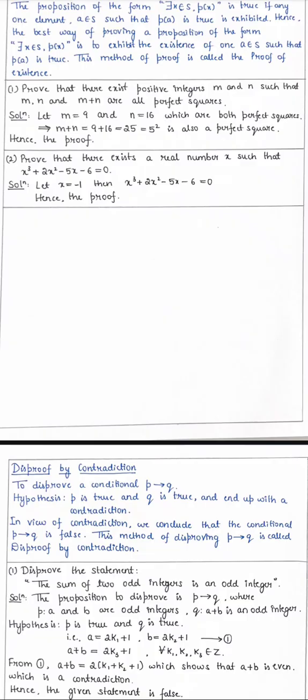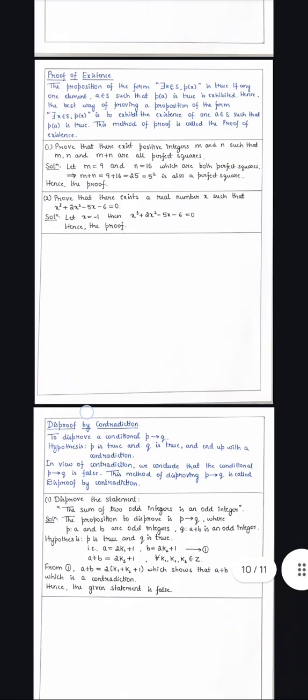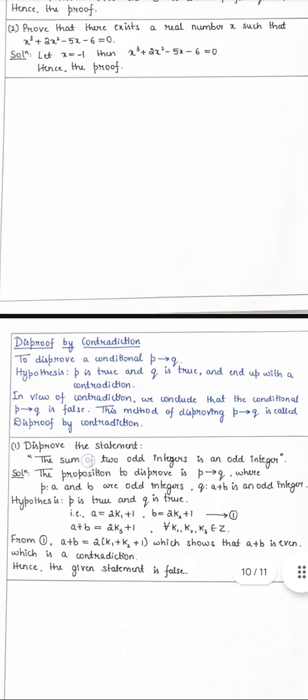Prove that there exists a real number x such that x cube plus 2x square minus 5x minus 6 is 0. Let x equal minus 1. Then we will have minus 1 cube, which is minus 1, plus 2 times 1, minus 5 times minus 1 which is plus 5, minus 6. 2 plus 5 is 7, minus 6 is 1, and here minus 1 plus 1 gets cancelled, so it is equal to 0, hence the proof.